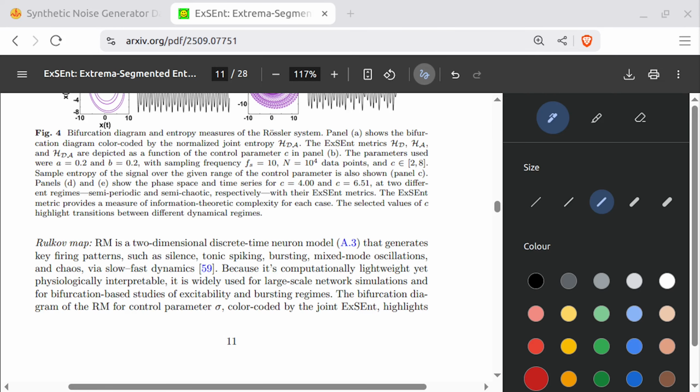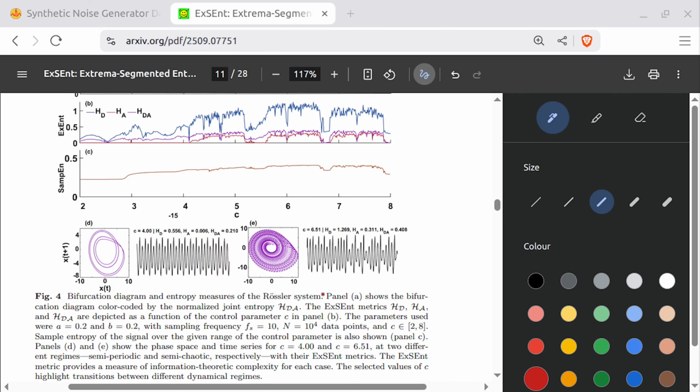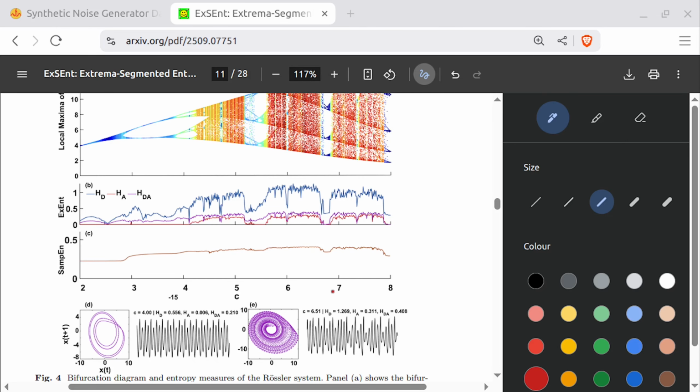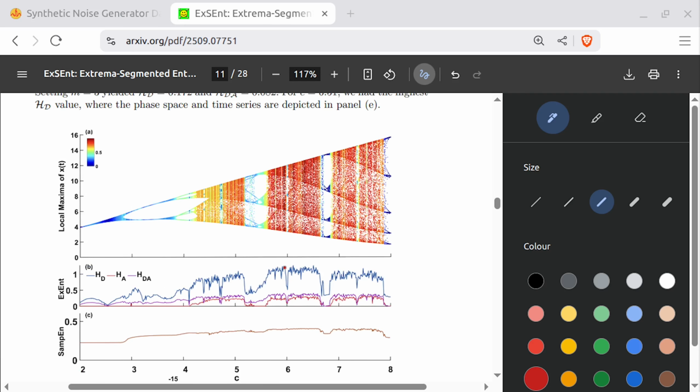Panels D and E of Figure 4 in the document you're viewing show the phase space and time series for specific values of C in the Rössler system. These represent two different dynamic regimes, semi-periodic and semi-chaotic, respectively, as observed with their ExSEnt metrics. The Rössler system, as stated in the text, is a, quote, simple three-dimensional continuous time dynamical model that exhibits chaos. Therefore, these signals are generated from this dynamical model, not synthetic in the sense of being artificially created to mimic the Rössler system. They are the direct output of the Rössler system at these specific parameter values.